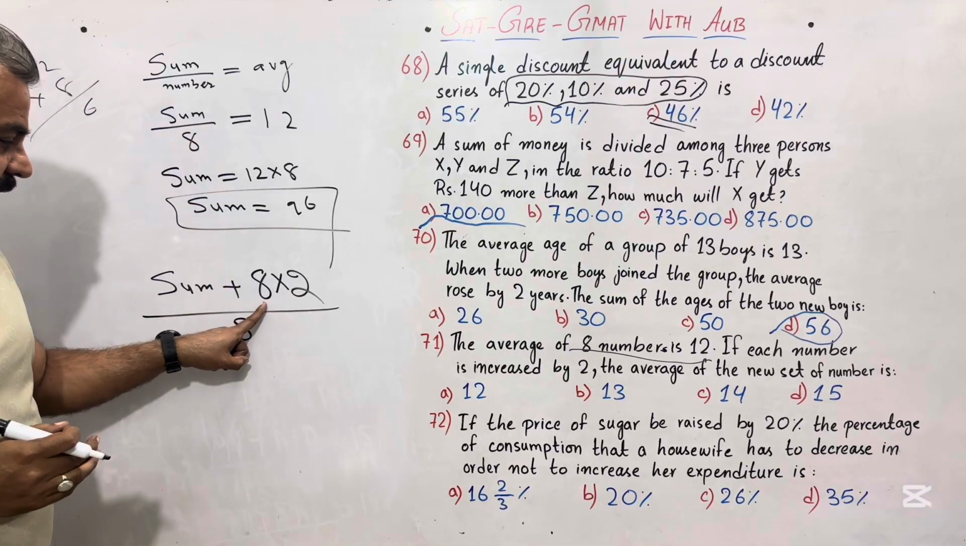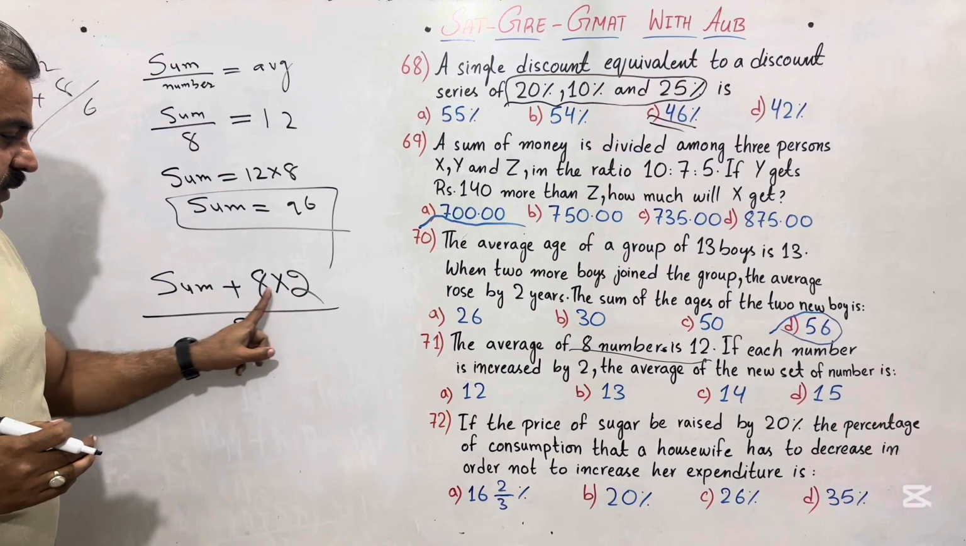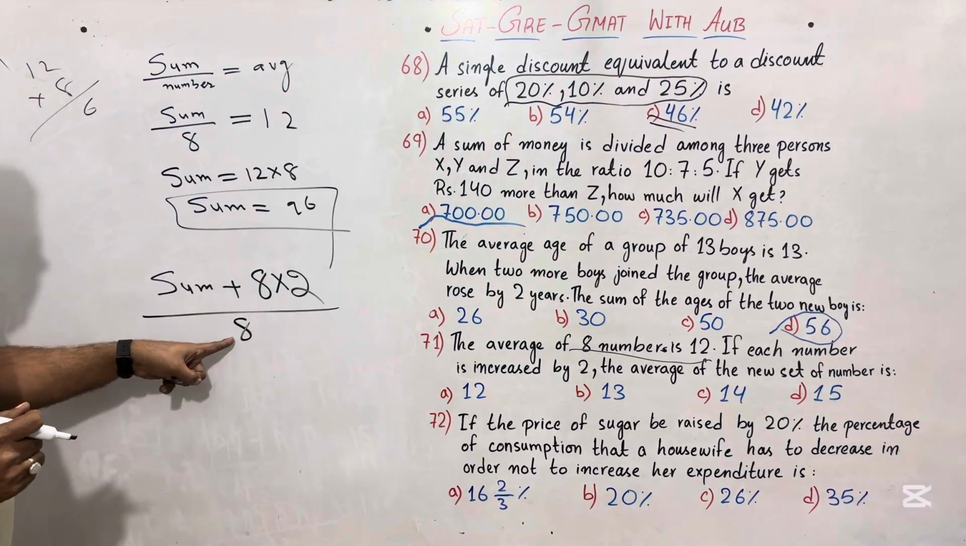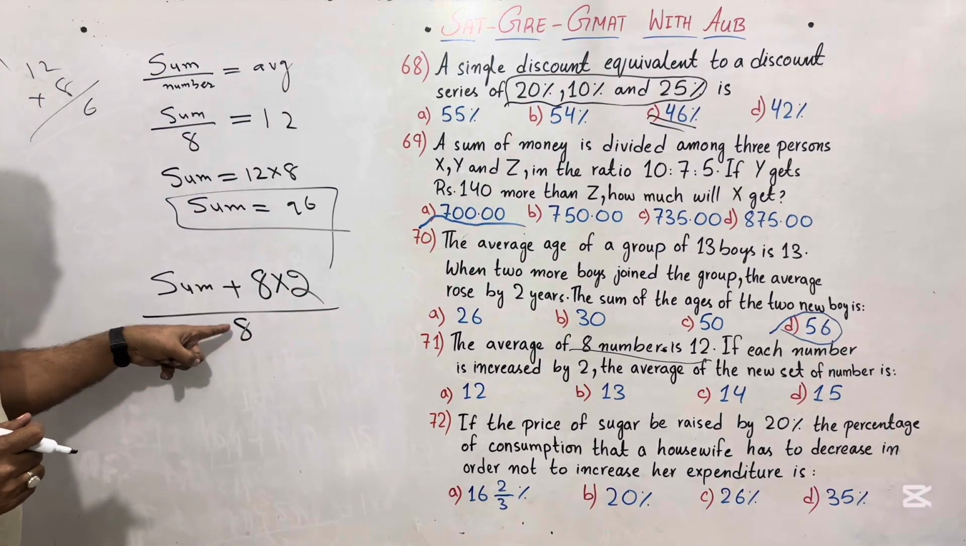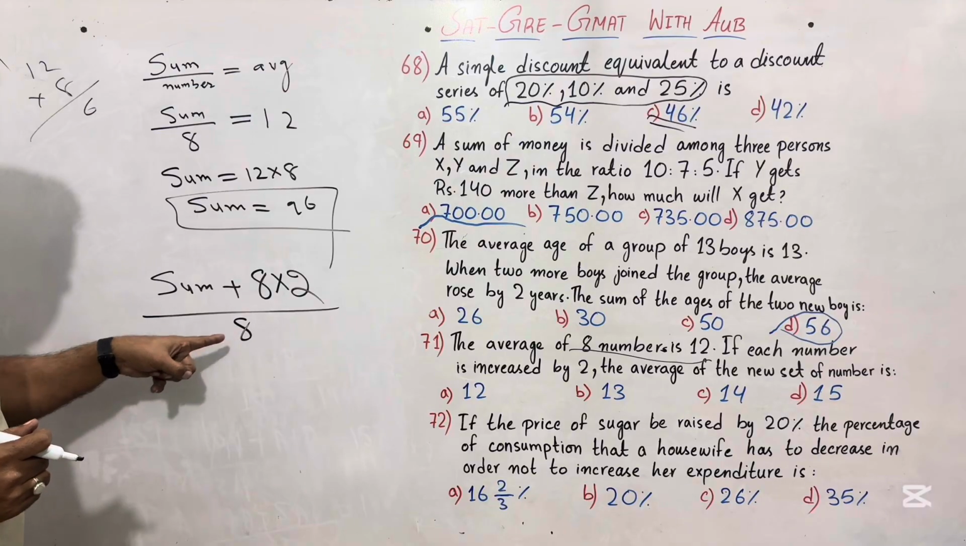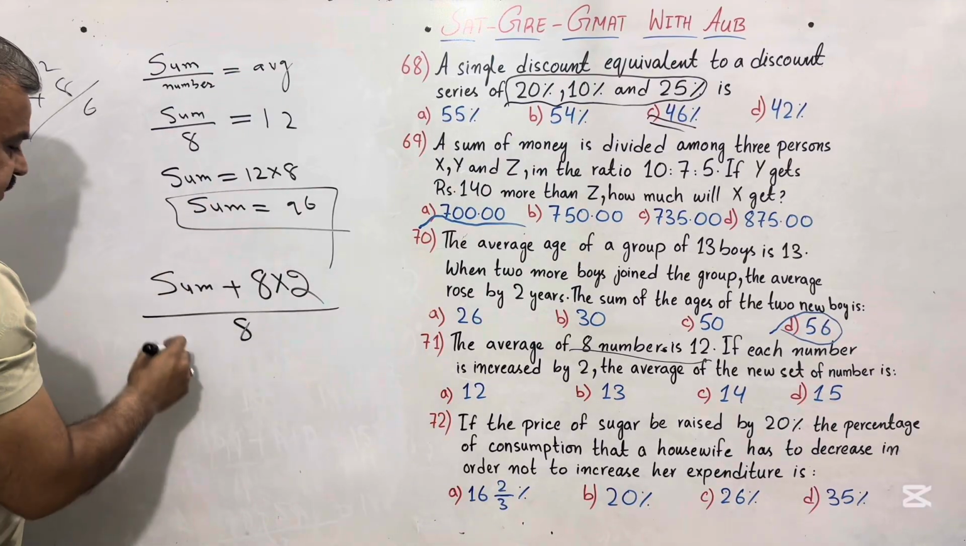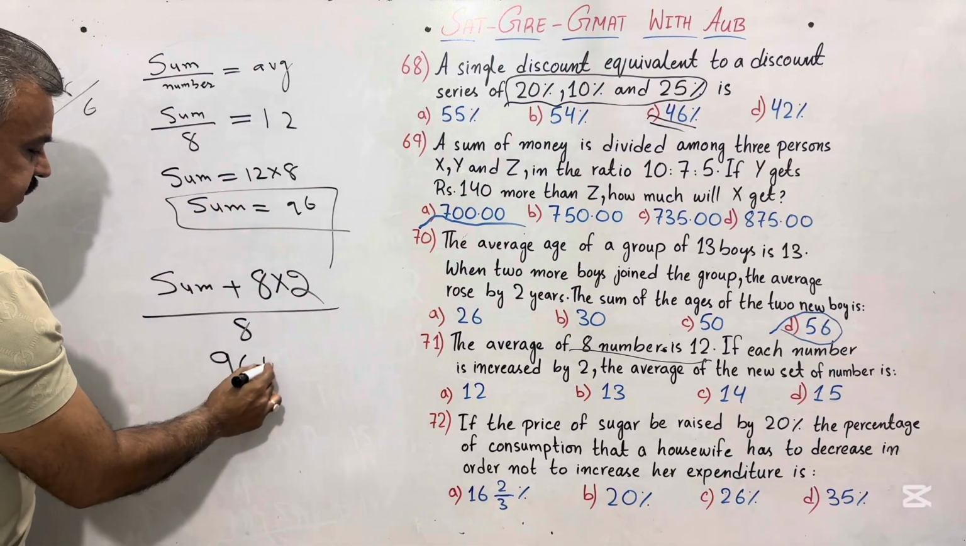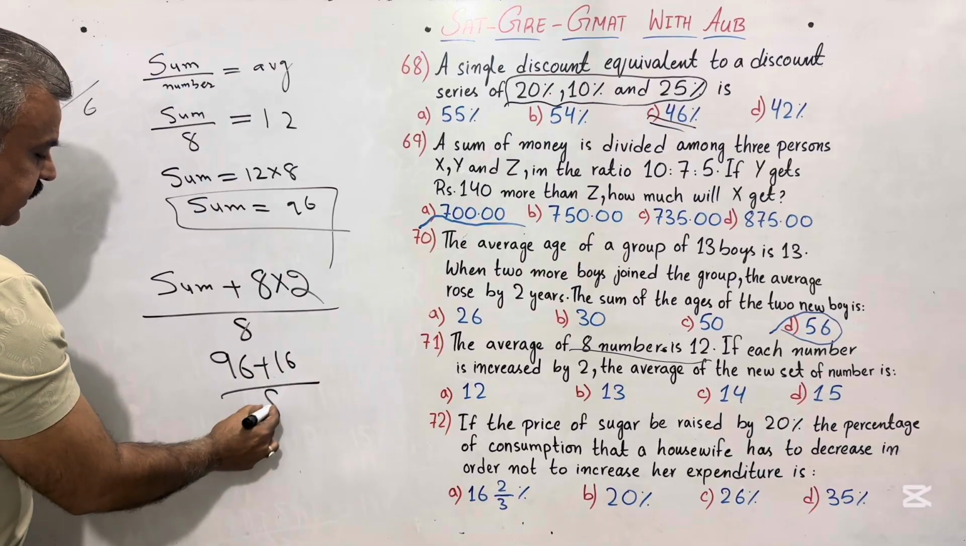How many numbers are there? 8. Each increased by 2, so 8 times 2. But the total number of numbers remains the same. Plugging in the value of the sum, that's 96 plus 16 divided by 8.